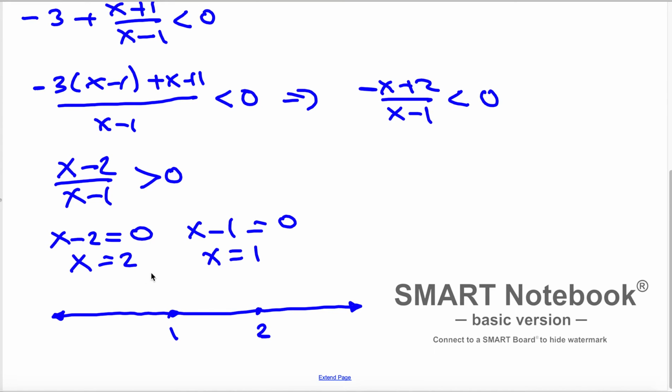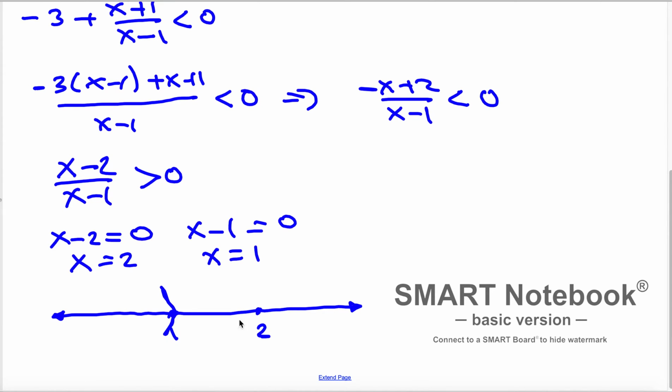And as we see here, if we are testing this region, if we take any number, let's say we take 0. Plugging 0 here, it is going to be minus 2 divided by minus 1, which is positive, and any positive value is greater than 0. So it means that the inequality is going to hold. And this region is going to be part of the solution of this inequality because it holds.